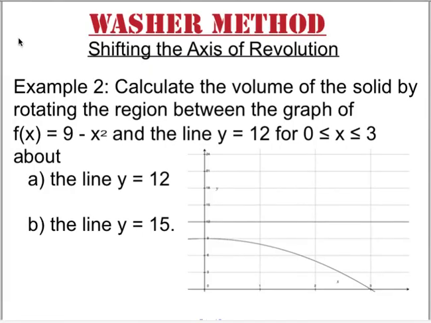This last example I want you to try on your own. And then we will go over this on the block day when we're doing our last section of volume. It says to calculate the volume of the solid by rotating the region between the graph of f of x equals 9 minus x squared and the line y equals 12 for values between 0 and 3, and these are x values. So first I'd like you to try and revolve it around the line y equals 12, and then revolve it around the line y equals 15. Try this on your own, and we will do the answers on the block day.